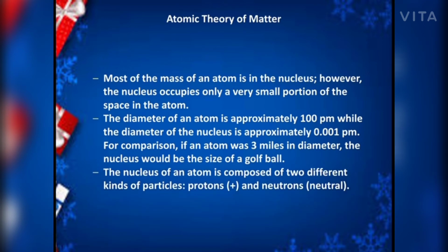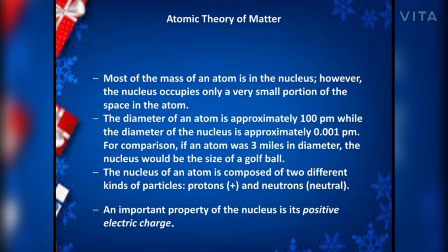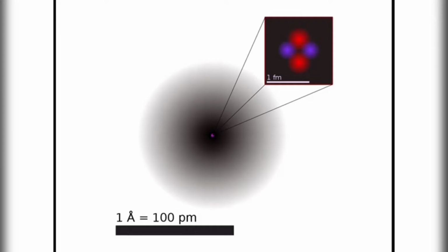The nucleus of an atom is composed of two different kinds of particles, that is protons and neutrons. Protons carry positive charge, neutrons carry neutral charge. An important property of the nucleus is its positive electric charge. This is the model of an atom. The center part is the nucleus.